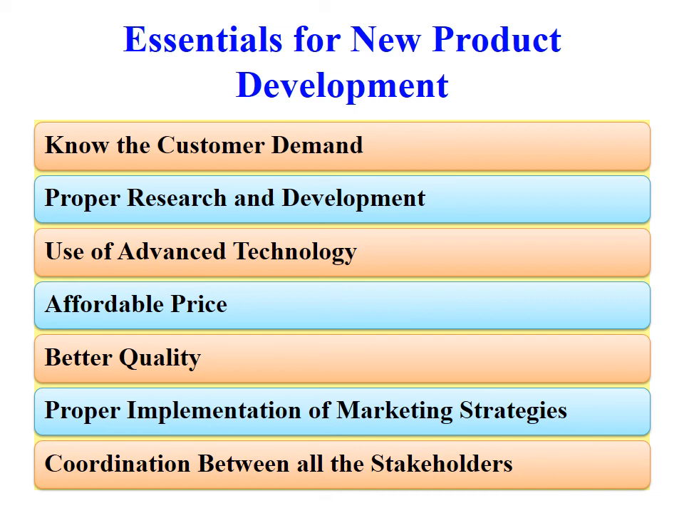Then is coordination between the stakeholders. Here the stakeholders are all the suppliers, your distributors, your employees, then your top management, and then most important, the customers. And their coordination is very crucial. There should be regular feedback or regular communication between all these stakeholders.